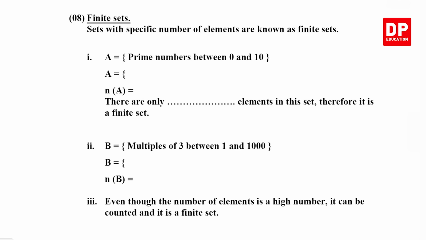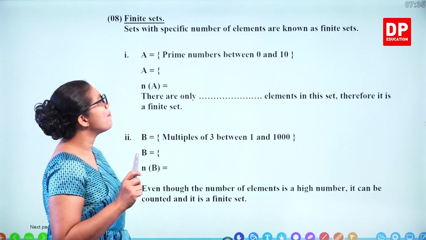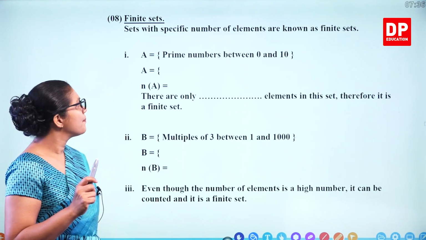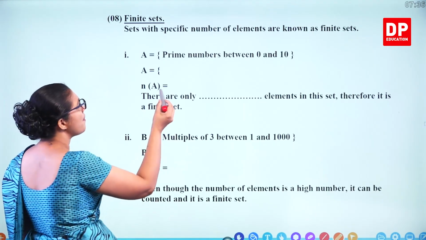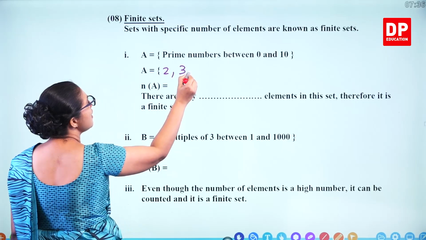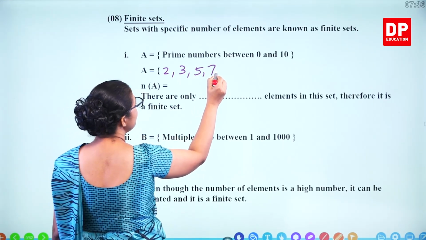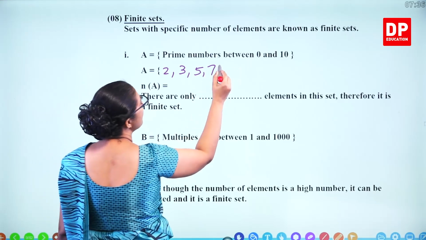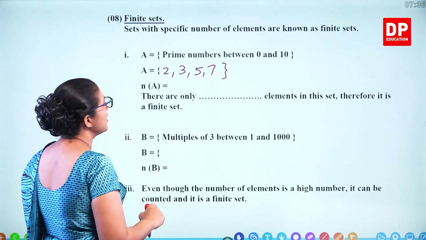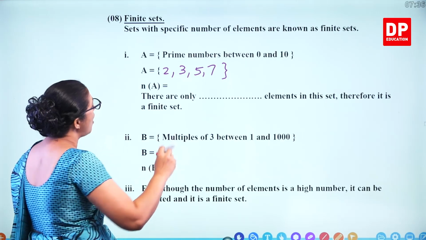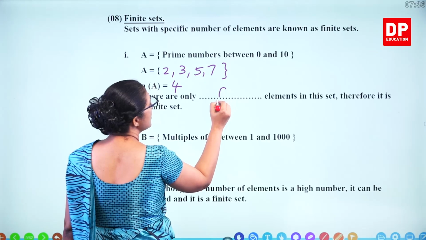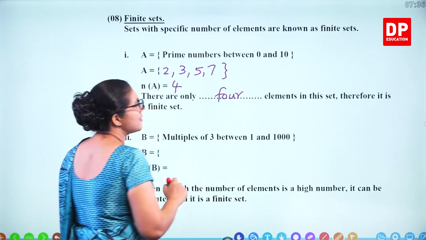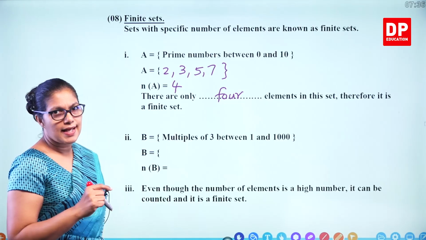Then you need to know finite sets. What are finite sets? Sets with a specific number of elements are known as finite sets. Now think about this one, prime numbers between 0 and 10. What are the prime numbers? 2, 3, 5, 7. You can count 1, 2, 3, 4. So there are only 4 elements in this set. Therefore it is a finite set.